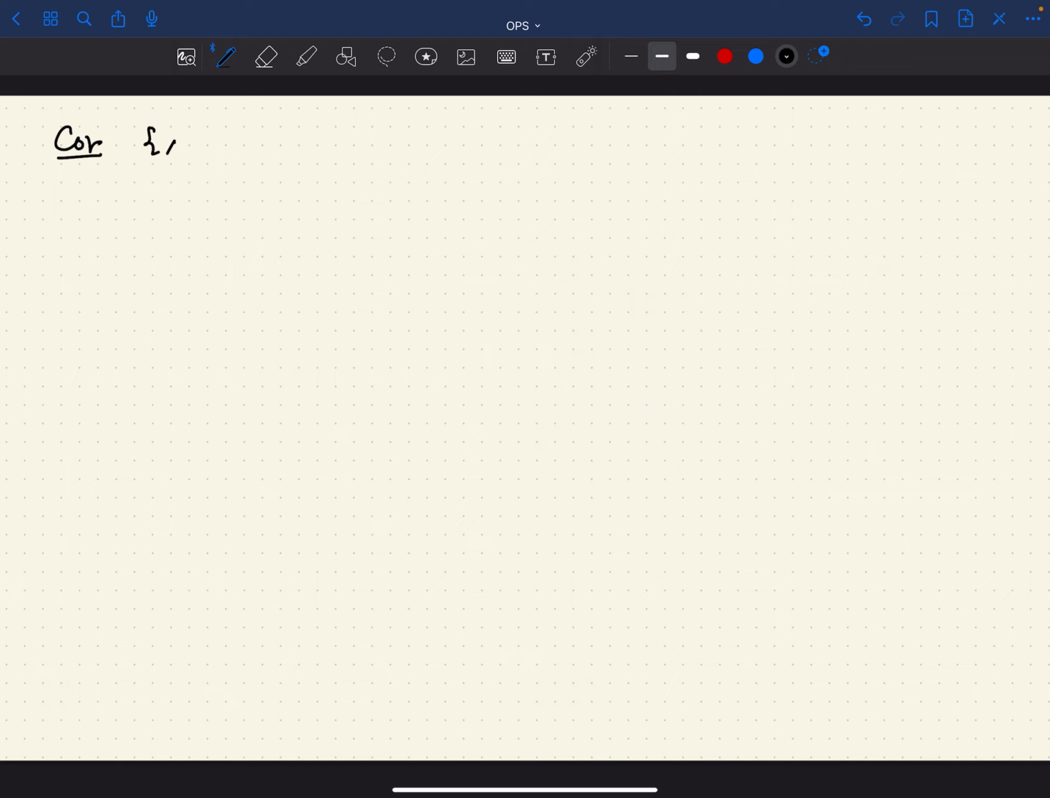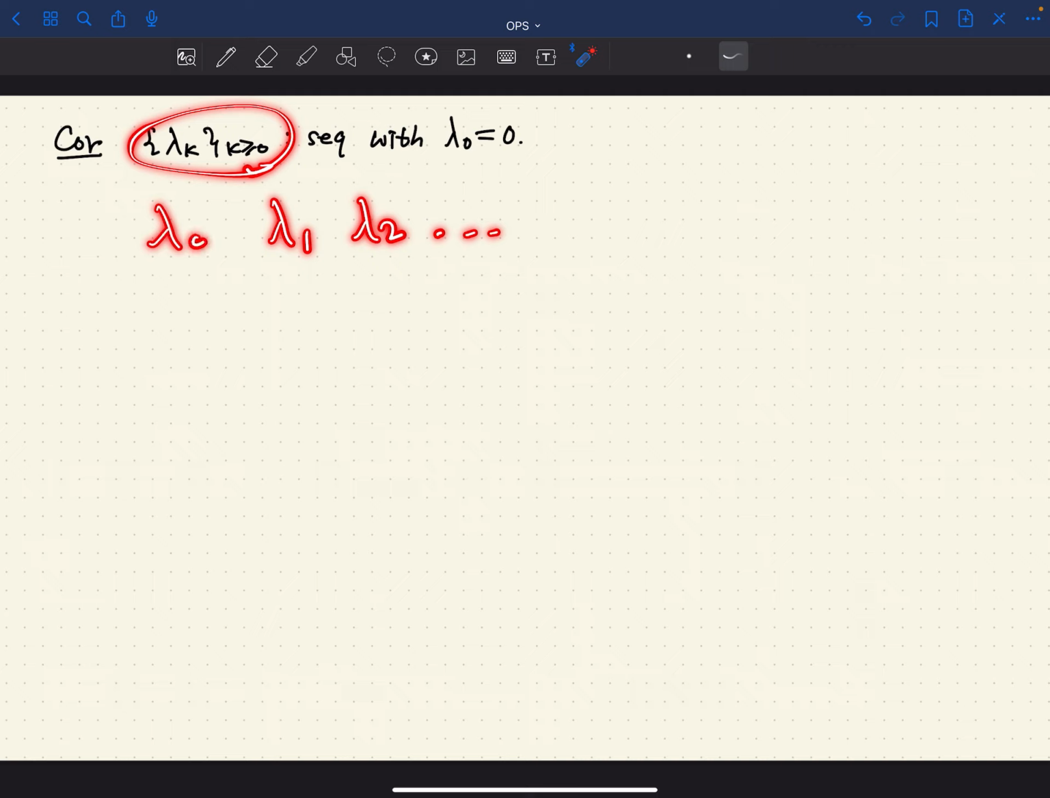So let lambda k, k greater than or equal to 0, be a sequence, but we somehow want to keep lambda 0 equal to 0. For a lambda sequence we only need lambda 1, lambda 2, and so on. We don't really need lambda 0, but we put it to be 0 because in our formula lambda 0 appears, just to make it a recognizable pattern.